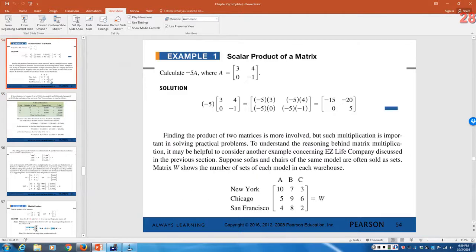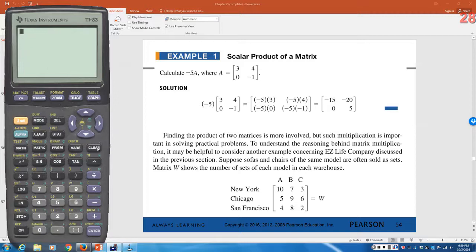So what we're first going to do is go back to the first page, back to the matrix W, and enter it in the calculator. So I'm going to clear all this out. Matrix, choose matrix A. We're going to edit matrix A, and this is going to be a 3 by 3 for the 3 warehouses and the 3 kinds of sets. So 3 warehouses, 3 furniture sets, 3 styles.